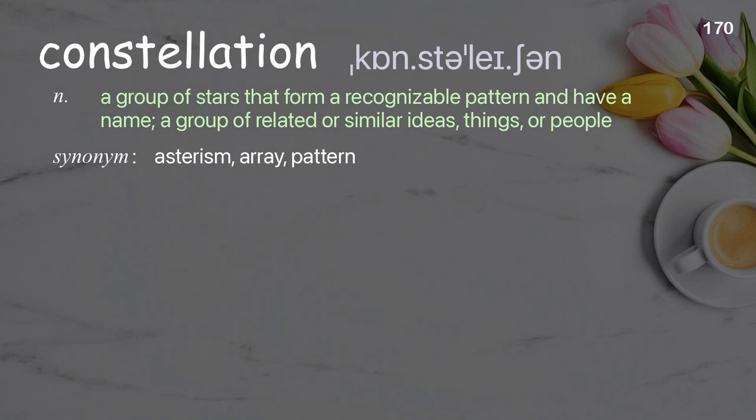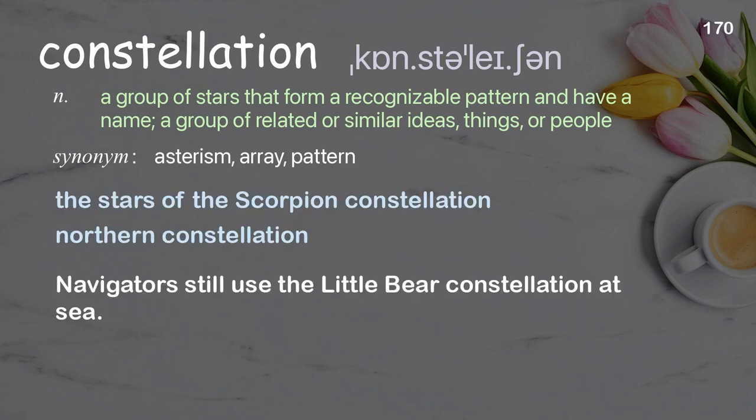Constellation. A group of stars that form a recognizable pattern and have a name, a group of related or similar ideas, things, or people. Examples. The stars of the Scorpion constellation. Northern constellation. Navigators still use the Little Bear constellation at sea.